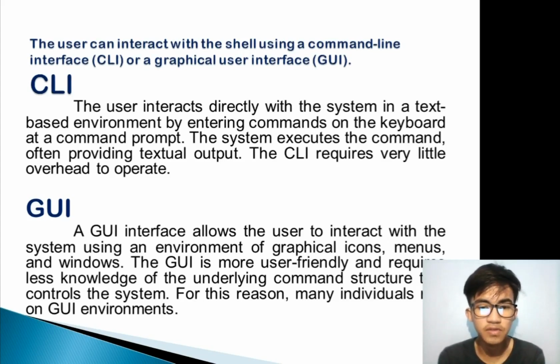A GUI allows the user to interact with the system using an environment of graphical icons, menus, and windows. The GUI is more user-friendly and requires less knowledge of the underlying command structure that controls the system. For this reason, many developers rely on GUI environments. An example in Python is tkinter and PyQt. In networking, the GUI is used to make an application. This is the purpose of a GUI, to make your program look different and unique.